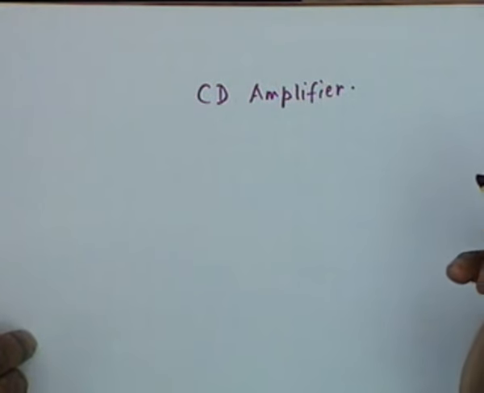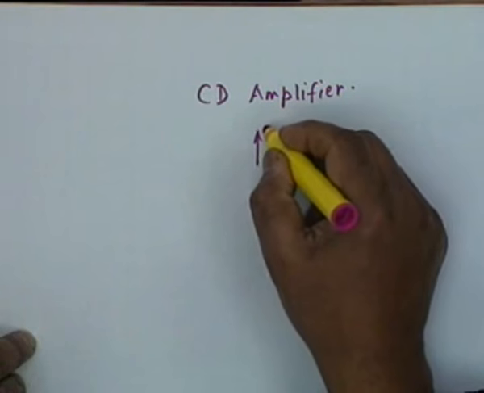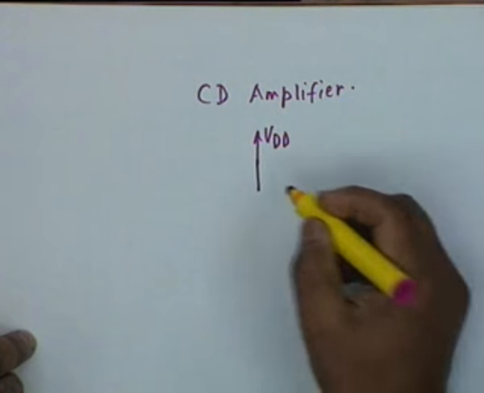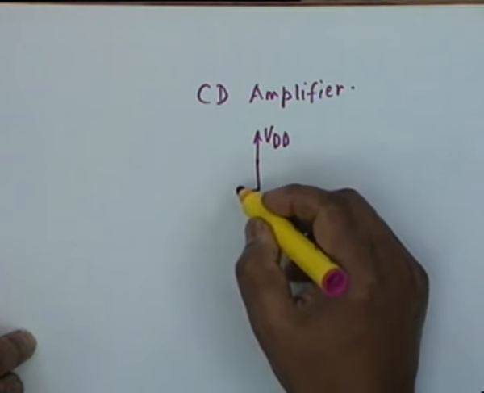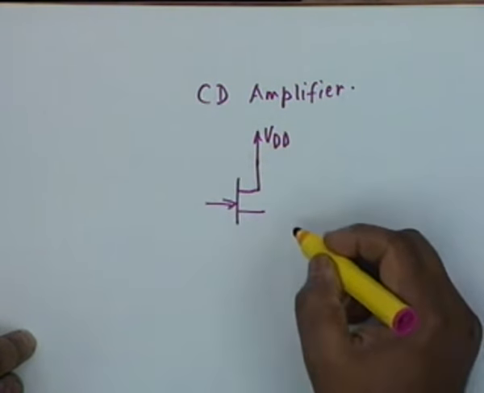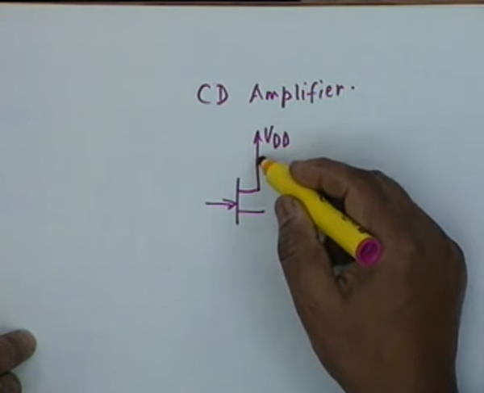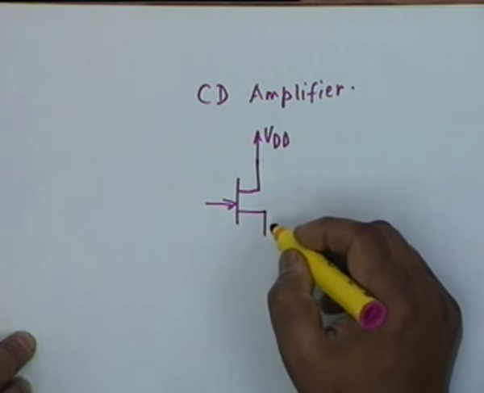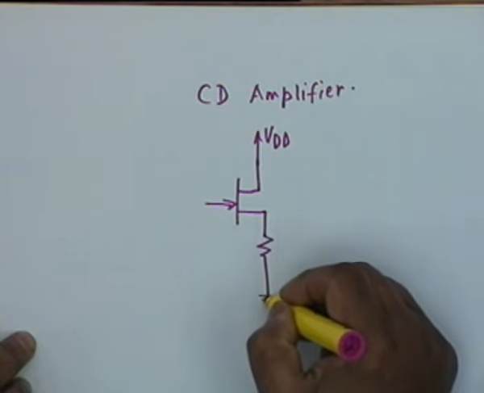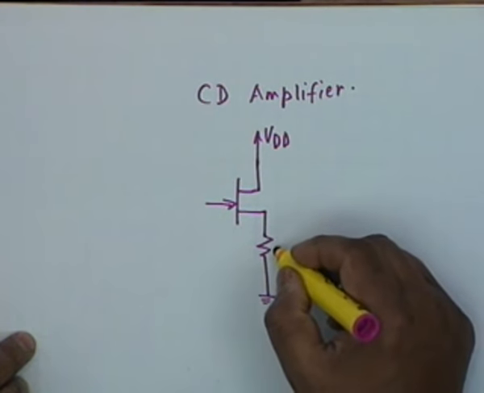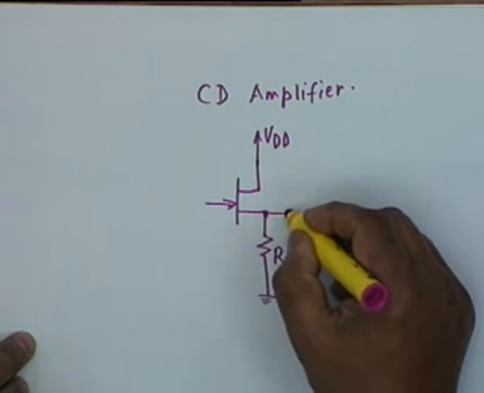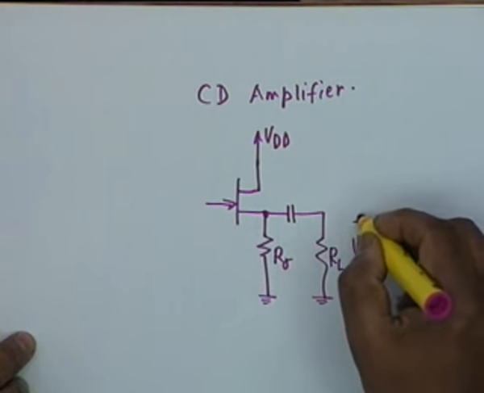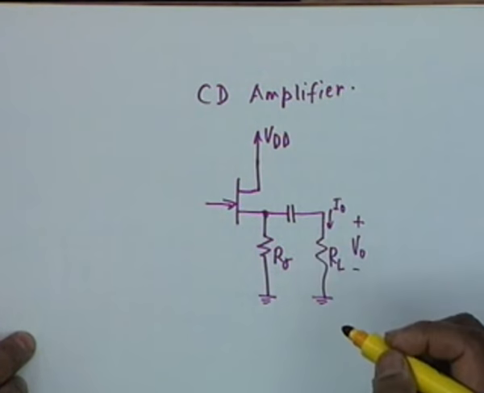Common drain amplifier, and the circuit is very simple, VDD. Then you have no resistance here, at least for AC. Common drain, therefore D should be virtually connected to ground as far as AC is concerned, and obviously the load is to be on the source, that is R sigma, and from here you take the output RL. This is V0 and this current is I0.